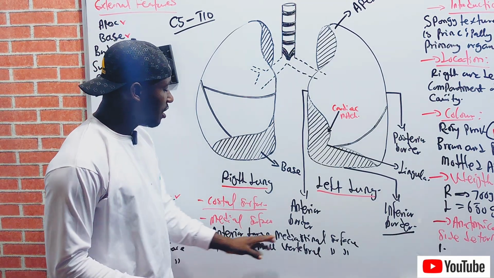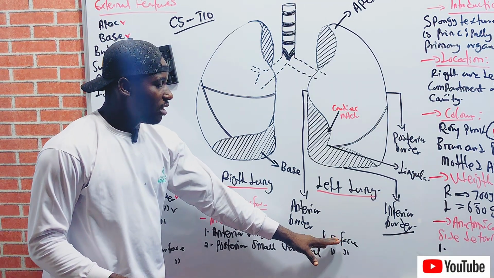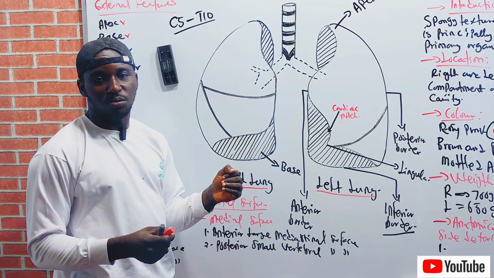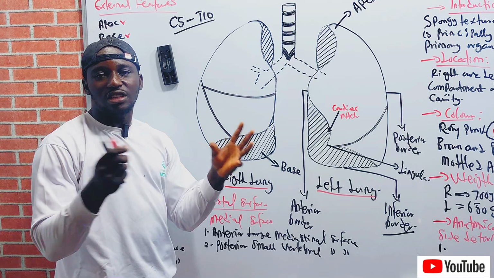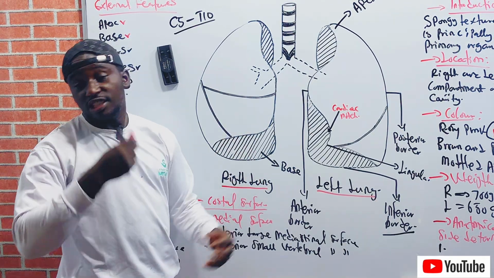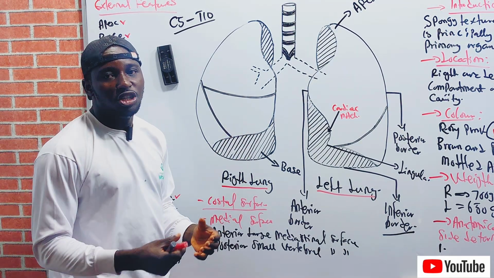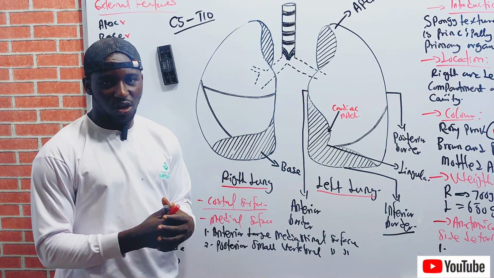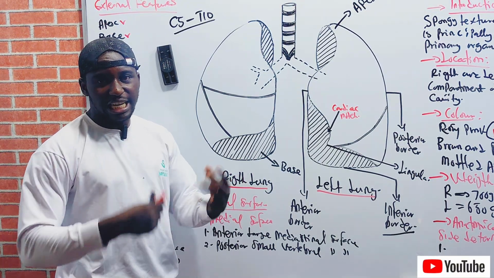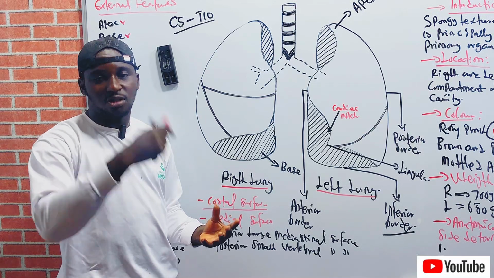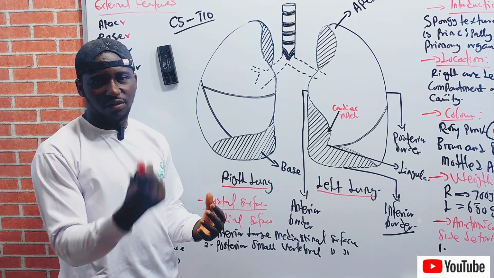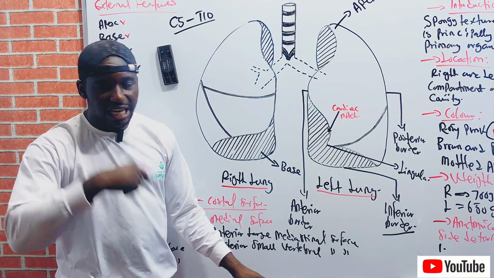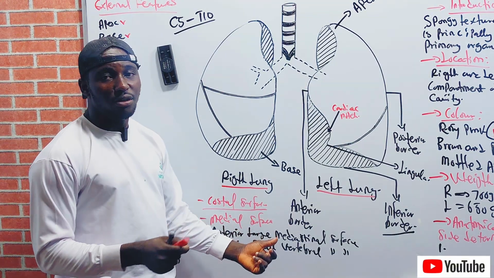Now, the anterior large mediastinal surface is the surface related to the side of the mediastinum. You get? So it contains the lung hilum, which is an area provided on the mediastinal surface in which structures enter and leave the lungs.